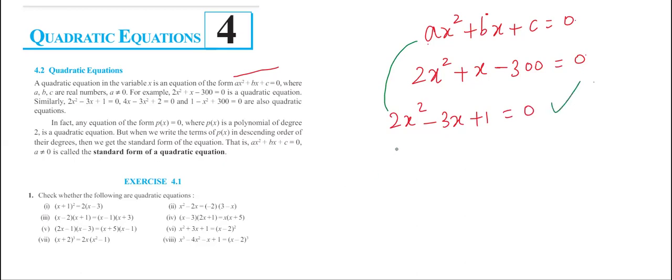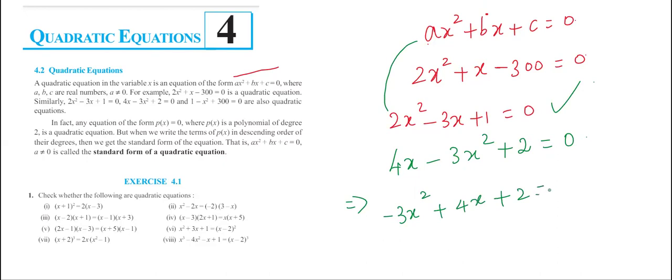What is the second example? The second example is 4x minus 3x squared plus 2 is equal to 0. Does this one match with the standard one? Yes, it does, but they have just rearranged the terms. The terms are interchanged. Okay, now let's put this in the standard form. So first we will have the x squared term, so minus 3x squared. Then we'll have the x term, so plus 4x. Then we'll have the constant, so plus 2 is equal to 0. So now if you see, it has matched the standard one. So this is also a quadratic equation.